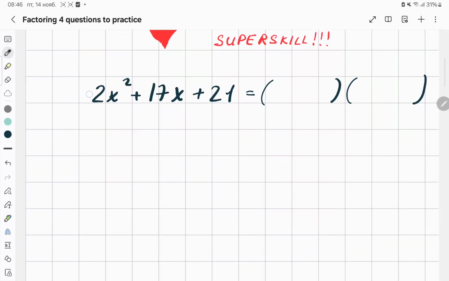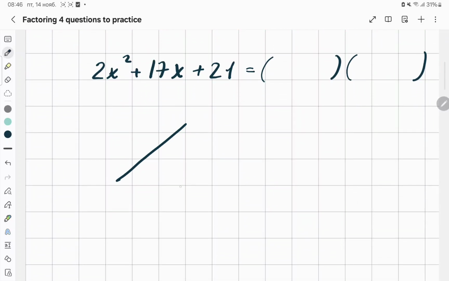First of all, let's make this x shape. Now on the left side, we write the products of two terms that give us 2x squared. So it is 2x and x, yeah? No others with integer coefficients, only 2 and 1. 2x and 1x. Okay, now on the right side, we have to write two numbers that give us 21 in the product. So it's 21 and 1, for example, yeah?